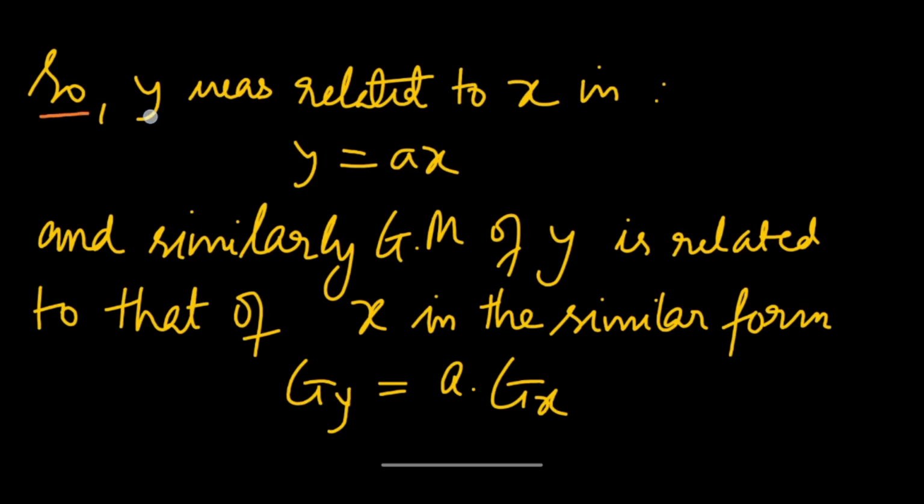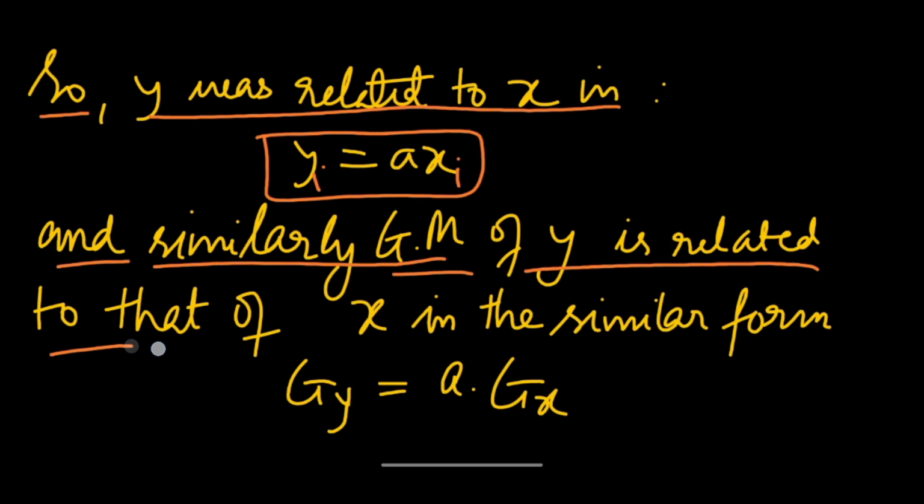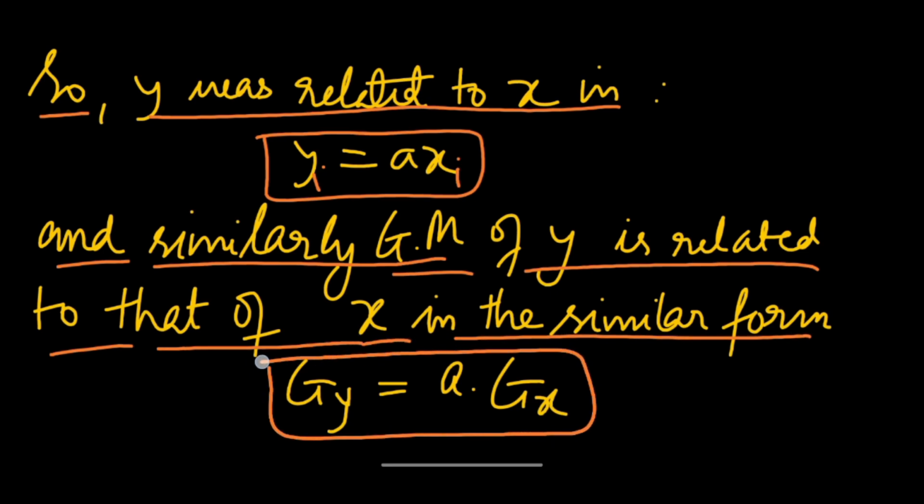So, y was related to x in the form y equals ax, and similarly, the geometric mean of y is related to that of the geometric mean of x in a similar form. That gives us Gy equals a times Gx.